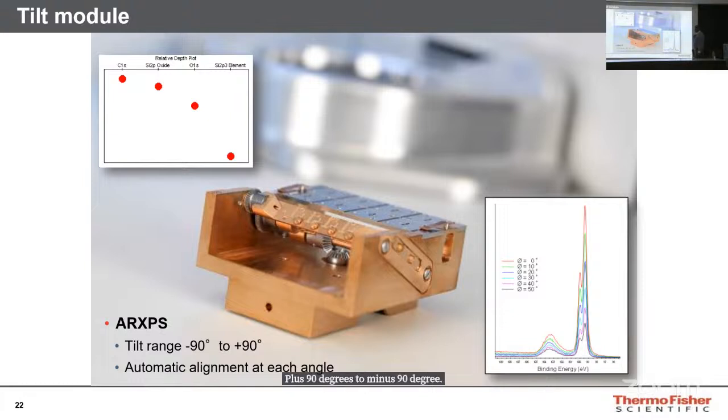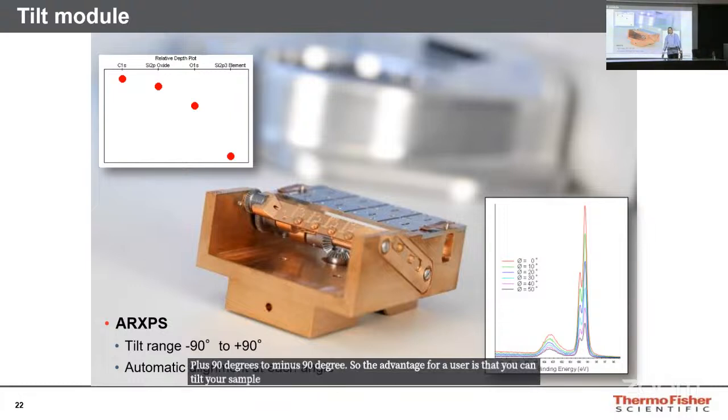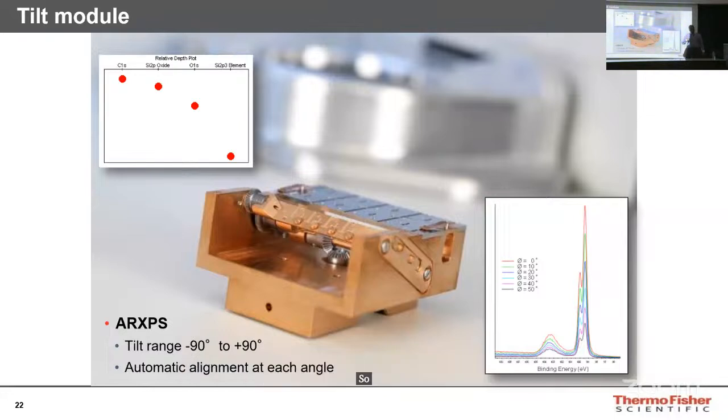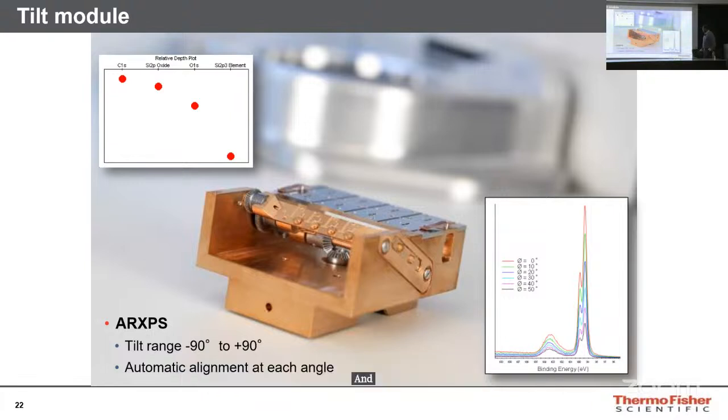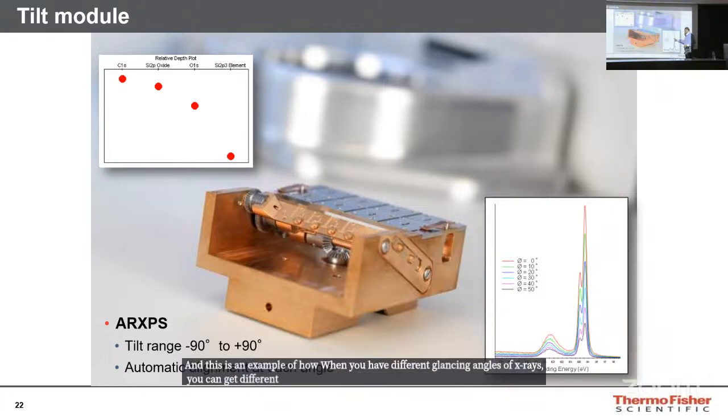So the advantage for a user is that you can tilt your sample at certain tilt angles, so you can make the X-rays hit your sample at a glancing angle. Depending upon the glancing angle, or whether your X-ray is hitting straight perpendicular to your sample, you can vary the depth information that comes from the sample. And this is an example of how, when you have different glancing angles of X-rays, you can get different information from the thin films that you are working on.